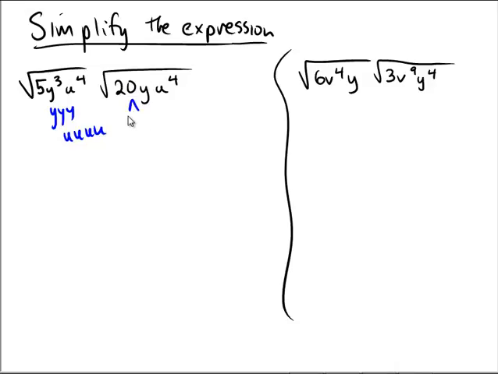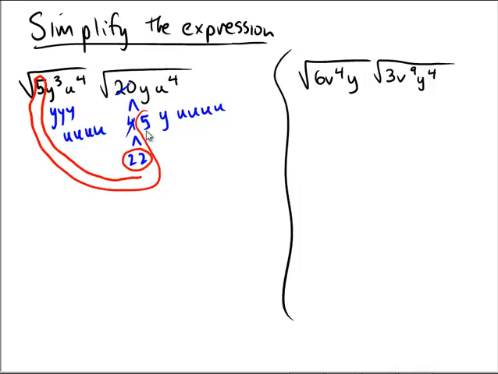Then we have a 20, which breaks down into a 4 and a 5, and a 4, which breaks down into a 2 and a 2. And then we have a single y and then 4 copies of u. So if I'm going to look for some pairs here, I do have a pair of 2's and I have a pair of 5's, because don't forget there was that 5 over there also. So those 5's and those 2's match up. Then we have a couple of y's and a couple of u's.